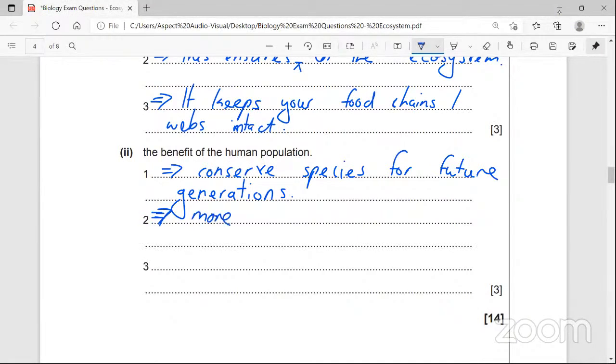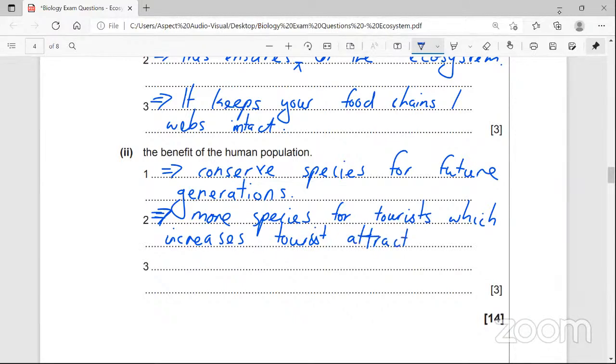More oxygen. More species for tourists. Yes. The benefit to humans, what? Most species for tourists, what? Who are the humans here? Something like that, right? What else? Let's see what you do. What else? Explain number 2 for me.